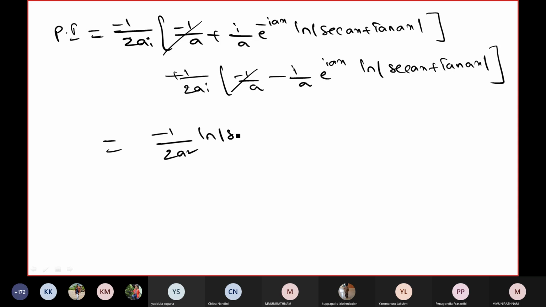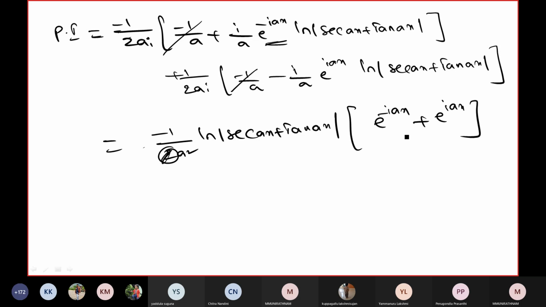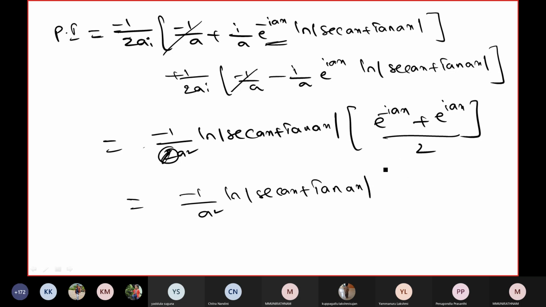Minus 1 by 2 a square ln of secant ax plus tan ax, taking it common, in this place we have e power minus iax, and here, since we took minus common, plus e power iax, and I write this 2 here as by 2, ln of secant ax plus tan ax. e power i theta plus e power minus i theta by 2 is nothing but cos theta, right? So this is what we have, our pi.